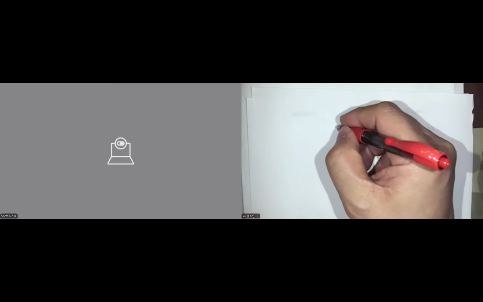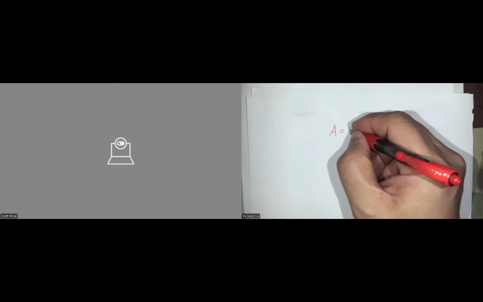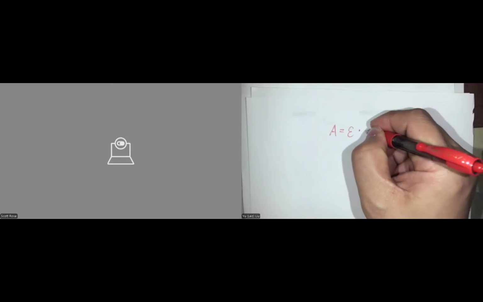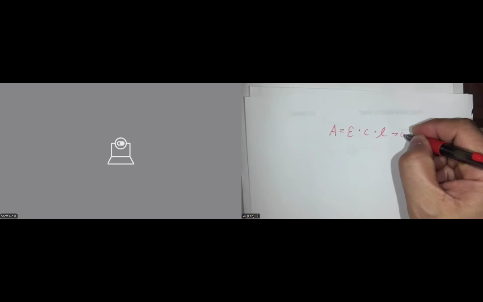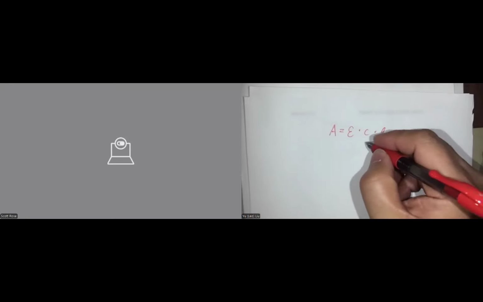Thank you. So Beer-Lambert law is here, the absorption A equals epsilon times C times L. L is the cell length, so this one won't change. And then next, the concentration C here will change.